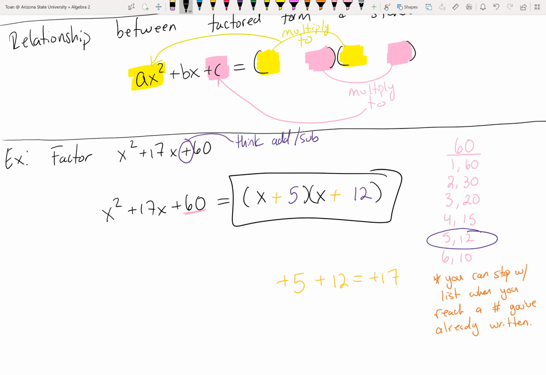So this topic is one of those, you just got to practice it. You just got to know it. There's no formula to follow. There's no calculations to do other than pairwise factors. It's just break down the factors of the last number, figure out what pair adds or subtracts to the middle number.